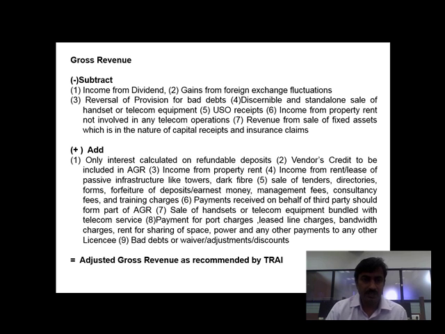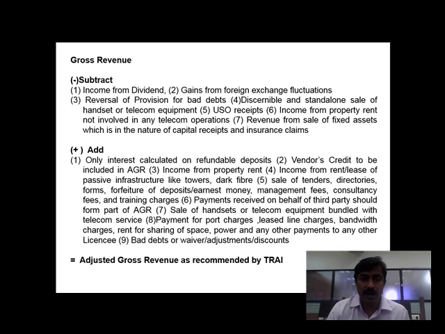So if you just have a look at the slide and try to go through the items one by one. The topmost part of the slide has a heading called subtract. All these items under the subtract title are supposed to be subtracted from the gross revenue of a telecom operator. For example, income from dividend or gains from foreign exchange, reversal of provisions for bad debts, then universal service obligation receipts, income from property rent, revenue from sale of fixed assets. All these activities, friends, don't require a telecom license at all. So these are to be subtracted from the gross revenue of a telecom operator.